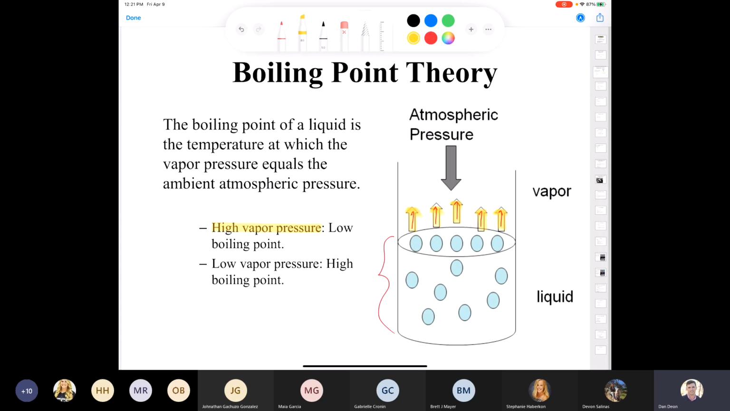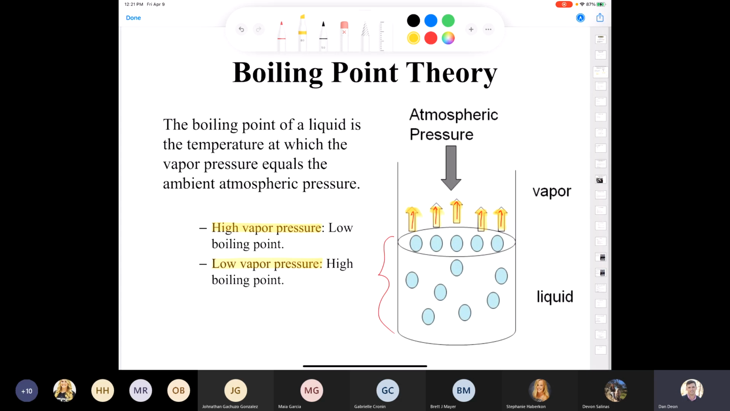Whereas if you have something like motor oil, well, motor oil has a really low vapor pressure. If you were to leave that out for a long time, you'd see very little change in the volume of the liquid, because very few of the molecules will have enough kinetic energy to escape from the liquid phase into the gaseous phase. So high vapor pressure means we have a low boiling point. Low vapor pressure means we have a high boiling point.